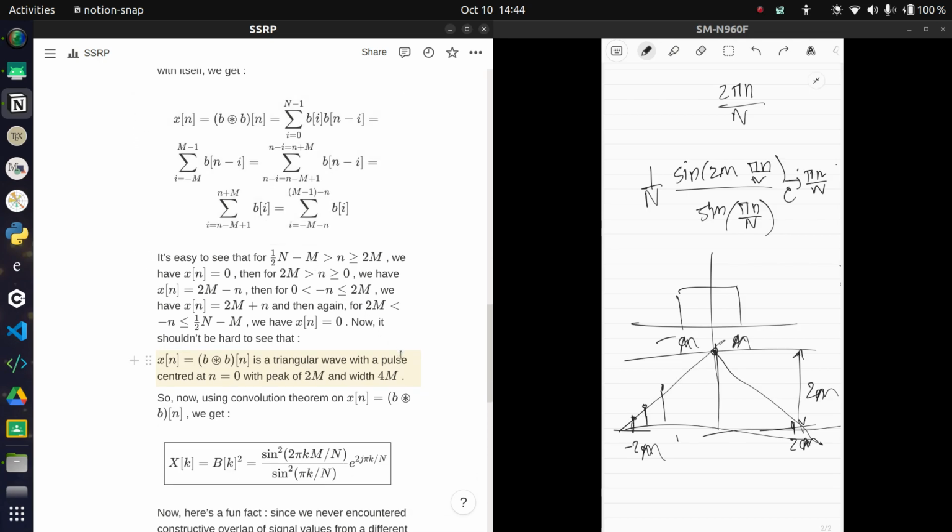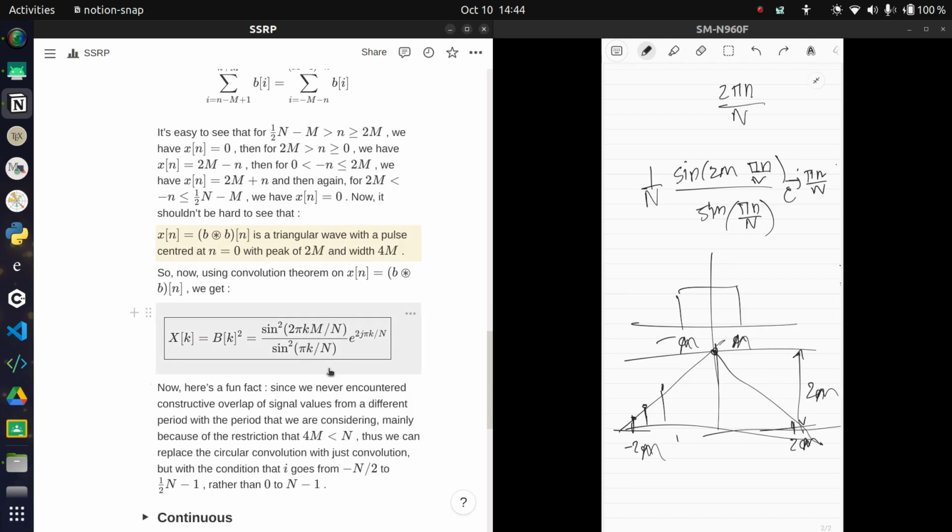And so now what's the DTFT of this, or the DFT of this? Well, since it's the circular convolution of b and b, it's just the DFT of b[n], that thing squared. So it's this. Easy, right?